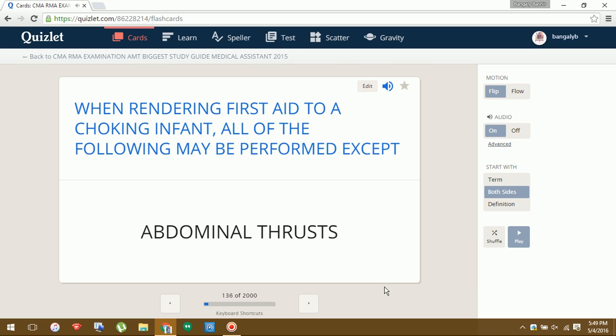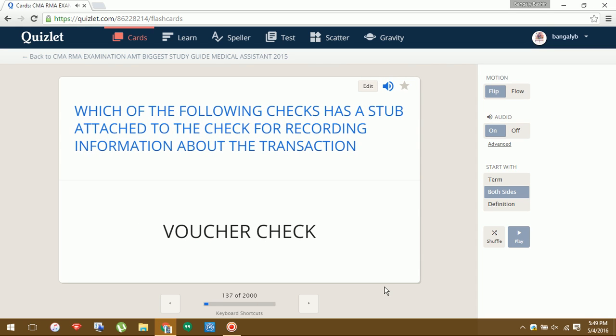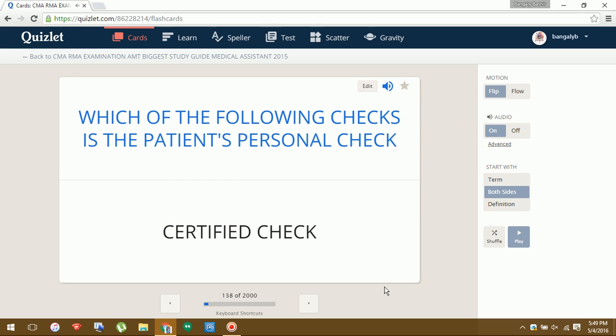When rendering first aid to a choking infant, all of the following may be performed except abdominal thrusts. Which of the following checks has a stub attached to the check for recording information about the transaction? Voucher check. Which of the following checks is the patient's personal check? Certified check.